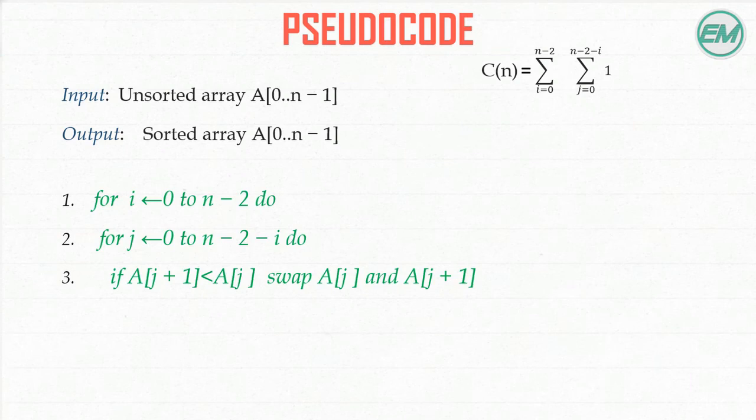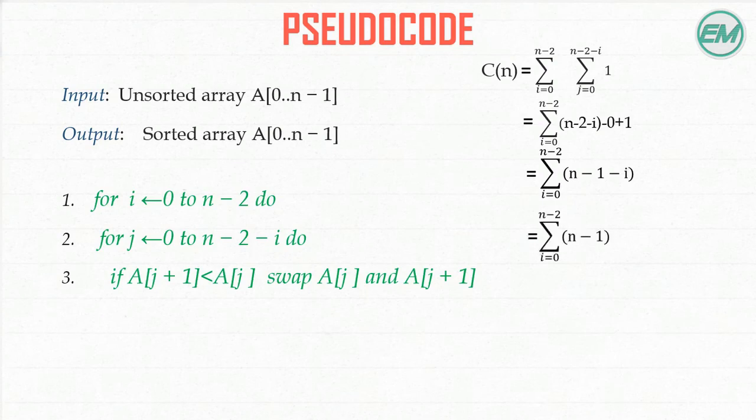Let us calculate this. First we will simplify the rightmost summation. It is n minus 2 minus i minus 0 plus 1, which is nothing but the summation of n minus 1 minus i, where i ranges from 0 to n minus 2. Let us split this into two summations, one of n minus 1 and another of i. The range of i is the same for both. For the first term, we take n minus 1 out. So it will be n minus 1 multiplied by the summation of 1, where i ranges from 0 to n minus 2.